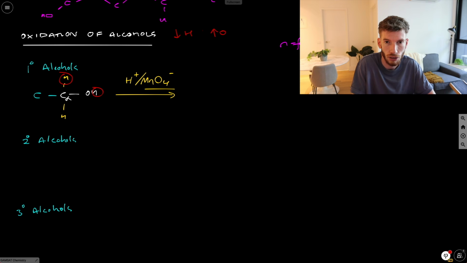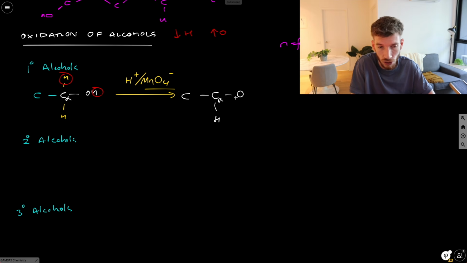So what that'll lead to is, I probably won't bother with the color coding now, carbon alpha. So this would become just O. This would go to carbon. You've still got this hydrogen here, but this carbon's got 3 bonds and it needs 4. And this oxygen also only has 1, it needs 2. So you make a double bond here. And so what you end up with is an aldehyde.